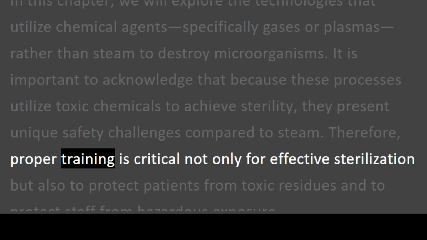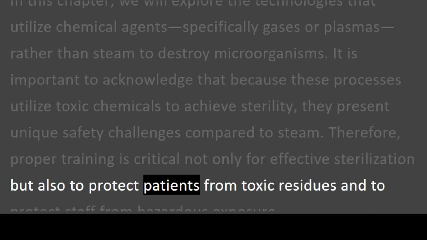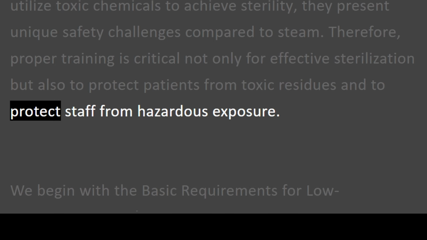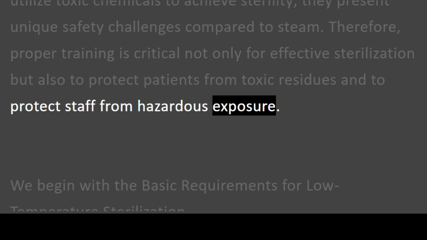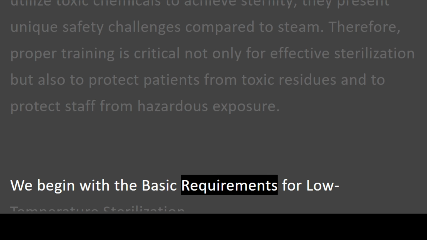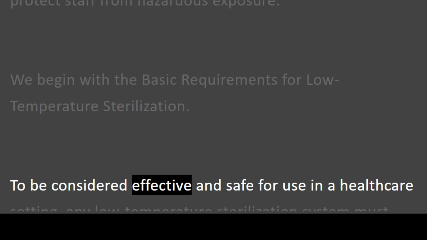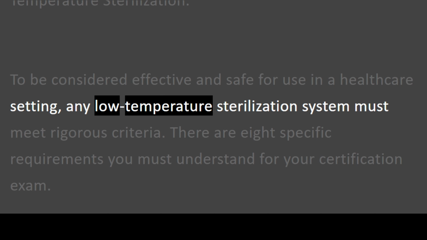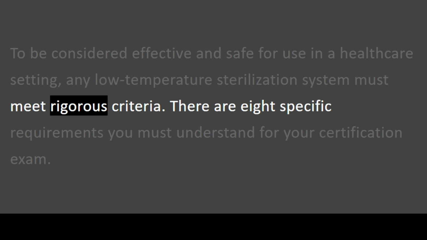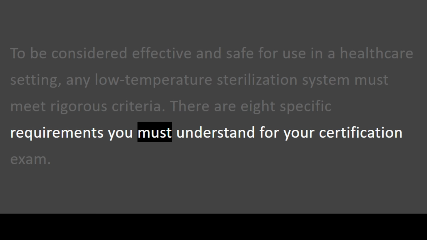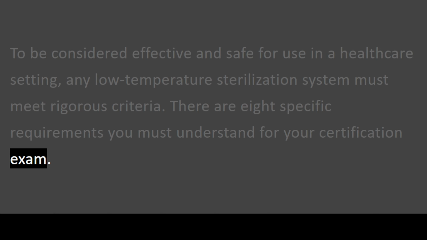Therefore, proper training is critical not only for effective sterilization but also to protect patients from toxic residues and to protect staff from hazardous exposure. We begin with the basic requirements for low-temperature sterilization. To be considered effective and safe for use in a healthcare setting, any low-temperature sterilization system must meet rigorous criteria. There are 8 specific requirements you must understand for your certification exam.